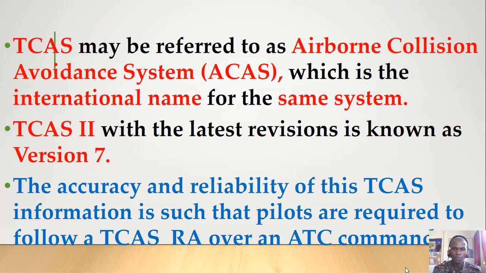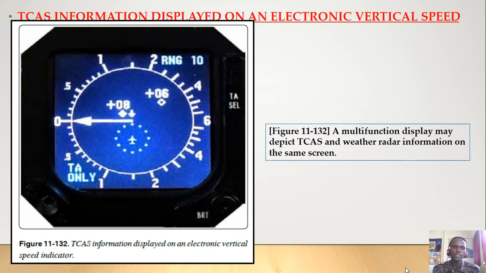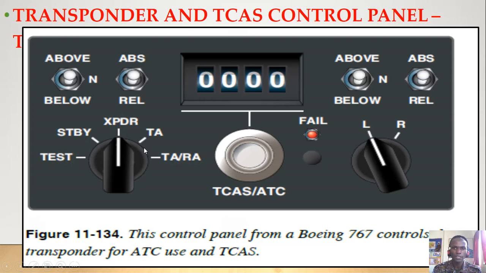The accuracy and reliability of this TCAS information is such that pilots are required to follow a TCAS RA over an ATC command. TCAS information displayed on electronic vertical speed. So you can see it's a vertical speed indicator, but it has TCAS incorporated. Transponder and TCAS control panel. The control panel from a Boeing 767 controls the transponder for ATC use and TCAS.